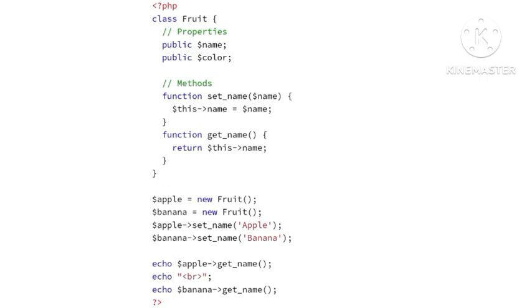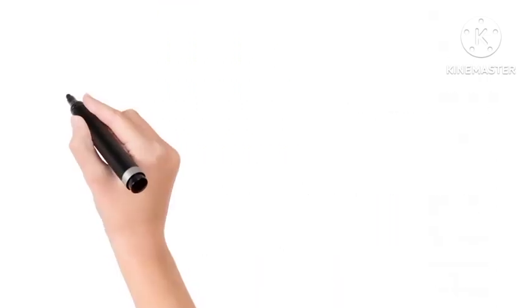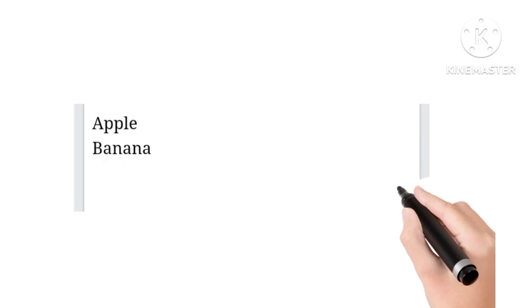And now the project's output should look like apple, a line break and a banana. Line break means it will go to the next line. But now let me show you the result. You can see very clearly it is apple and banana.